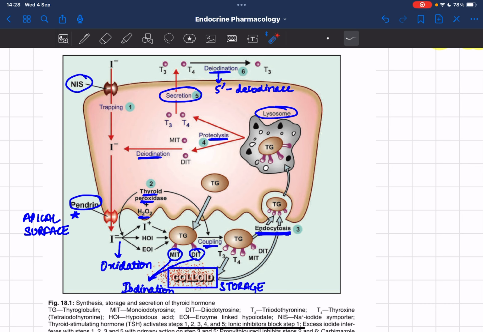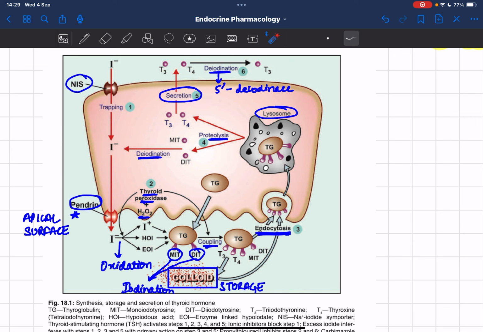Now we will think, why only thyroid follicular cell is taking it up? Why not any other cell is taking it up? Because of one importer, that is NIS. NIS is sodium iodide symporter. You should know this. Okay, because it is an important one.